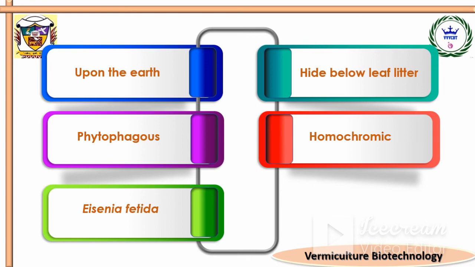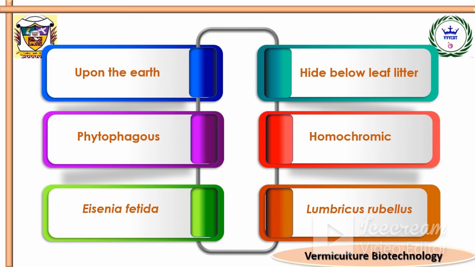As they cannot burrow into the soil, they do not have any effect on the soil structure. These are suitable for vermicomposting and widely used. Some of the commercially available epigeic worms are Eisenia fetida, Eudrilus eugeniae, Lumbricus rubellus.